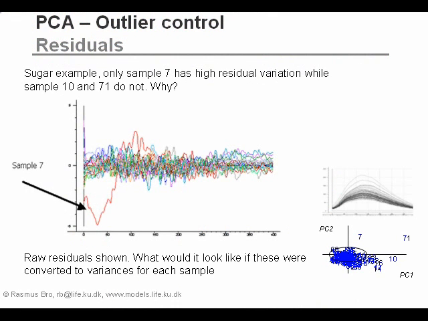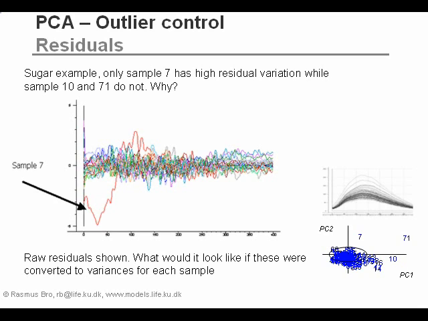Here we see an example using the fluorescence spectra of sugar samples that we saw before. You recall that we had 3 outlying samples, samples 7, 10, and 71. We knew that samples 10 and 71 were different because they had a very high magnitude. But sample 7, we could not easily see that in the spectral plot. But if we now plot the residuals, we can see that there's one sample that stands out, which is exactly sample number 7.